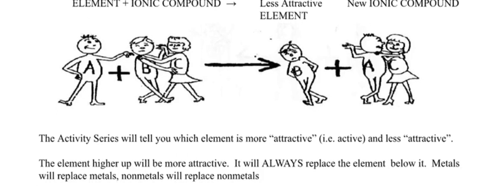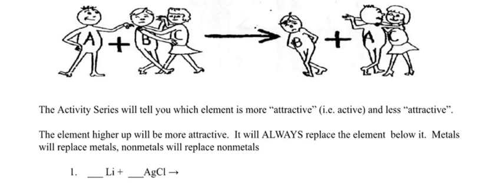So the element higher up, so on your chart it will be potassium, will be the more reactive. It will always replace the element below it. Metals replace metals, non-metals replace non-metals. So in the case of the first one, lithium and silver, hang on a second. Okay, what you need to do is say, all right, you have a metal and a metal and a non-metal. So it's the two metals that are in competition.